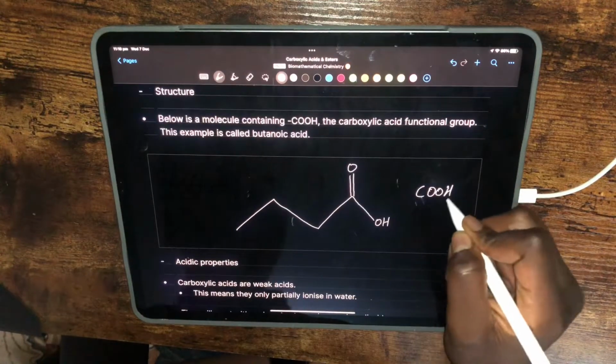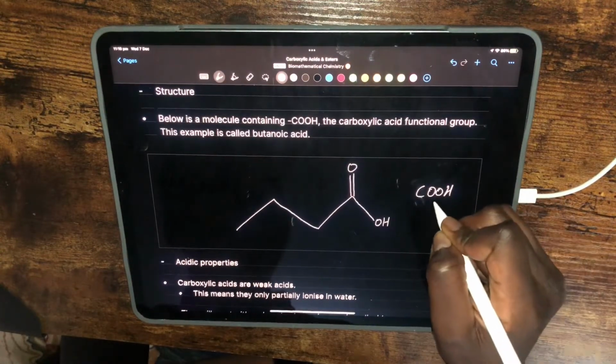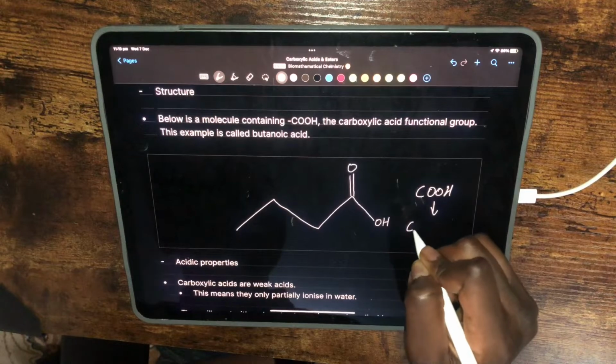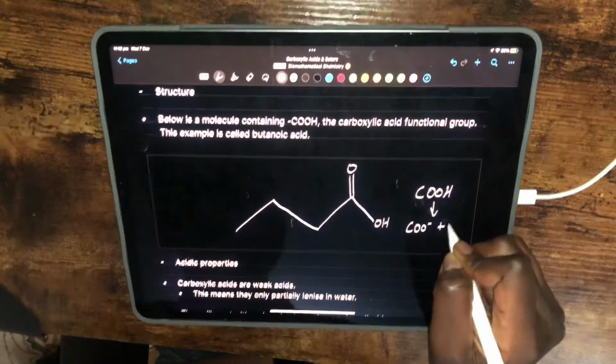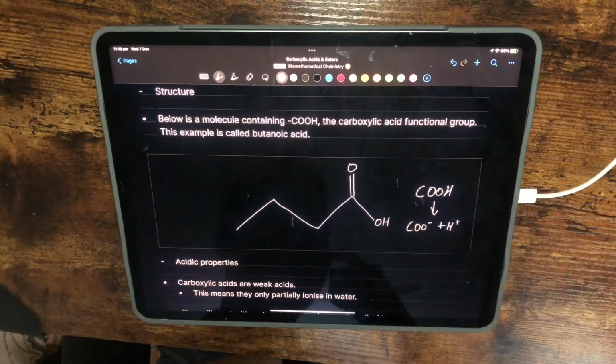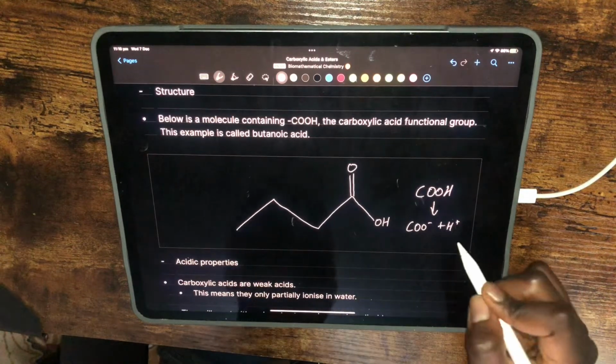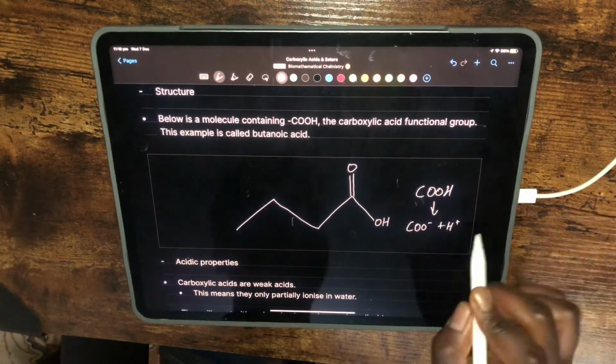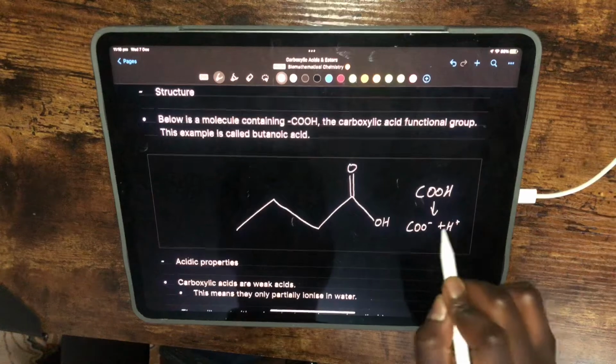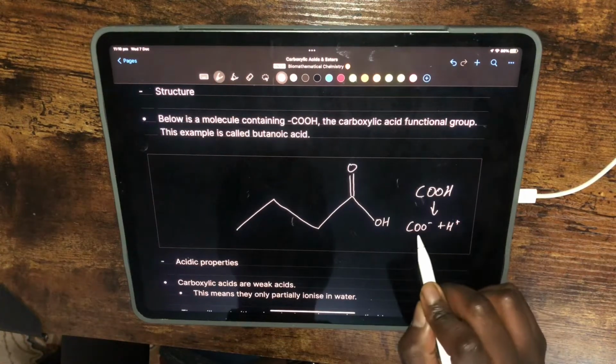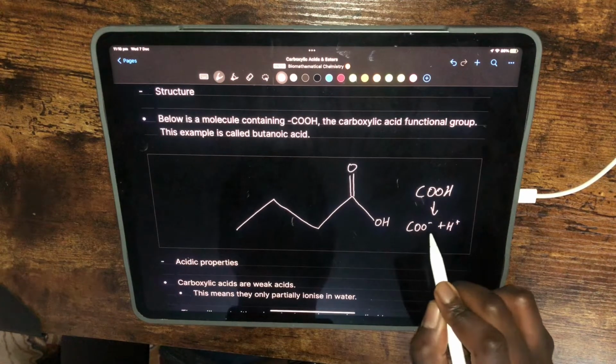COOH. That's the functional group here. When it dissociates, COO minus and the H plus. So H plus is the acid part in the solution that's causing acidity, generally termed for acids, right? And this COO minus ion is called a carboxylate ion.